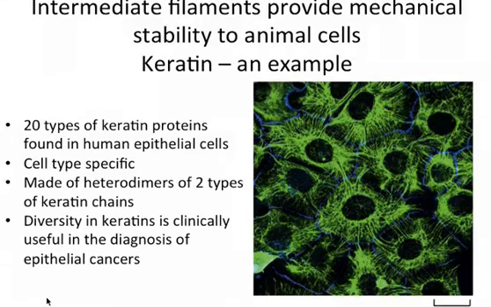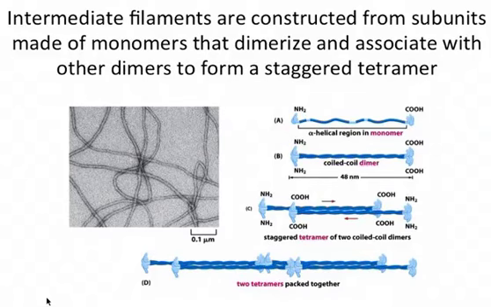So we talk about how there are different types of intermediate filaments. An example is keratin, okay? So there's 20 types of keratin proteins. It's a type of intermediate filament just found in human epithelial cells. There's the staining. There's where your keratin is. And they're cell type specific. And they're made up of heterodimers of 2 types of keratin chains. Remember we talked 2 seconds ago about how there are these monomers that dimerize. So in the case of keratin, they're heterodimers.